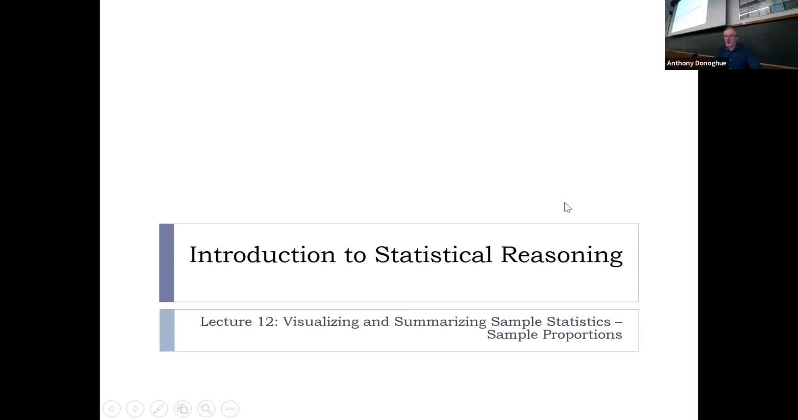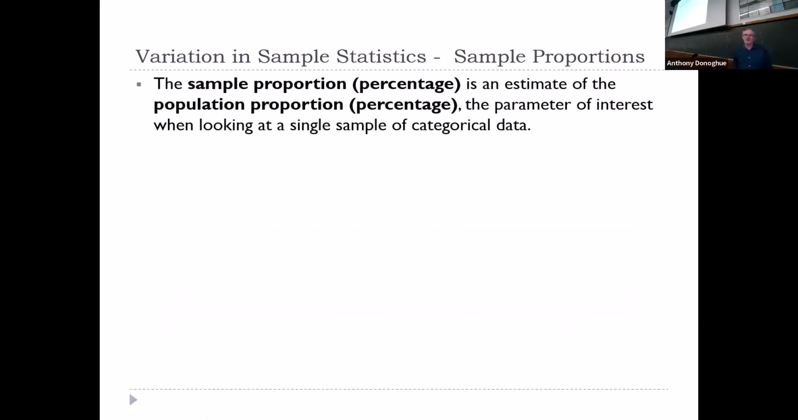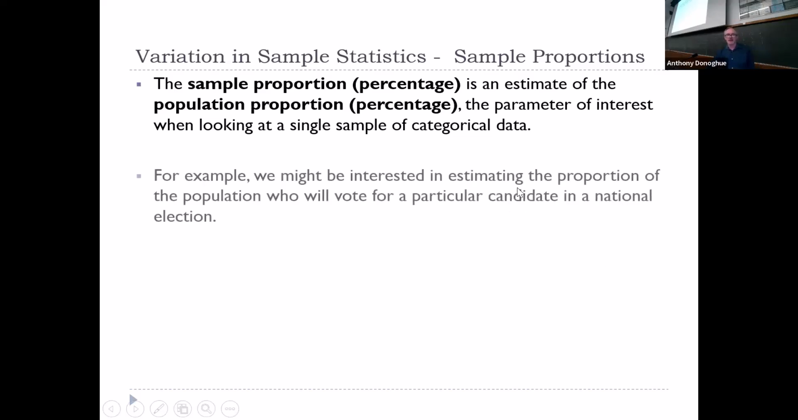Okay, all right. So we'll be analyzing two types of data, categorical and quantitative. That was made clear from the start. And so today we'll be visualizing and summarizing sample statistics, sample proportions. A sample proportion or percentage is an estimate of a population proportion. The statistic we're interested in here is a sample proportion as an estimate of the population proportion. Yes/no data, election type data, but whatever type of data has a yes or no answer to it. That type of categorical data is what we'll be analyzing.